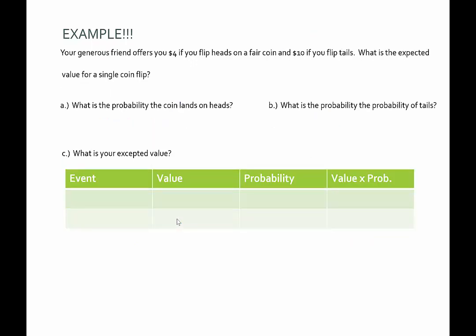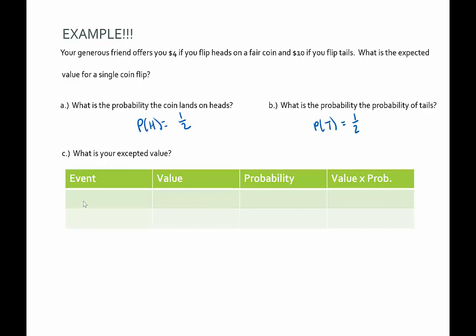Okay, now our crazy friend has gotten even crazier and they've become generous. So now you don't even get to lose any money. Your generous friend offers you $4 if you flip heads on a fair coin and $10 if you flip tails. You can't lose. You're going to get money either way. What is the expected value for a single coin flip? All right, probability of the coin landing on heads. Well, that's 1 out of 2. And the probability of tails is also 1 out of 2.